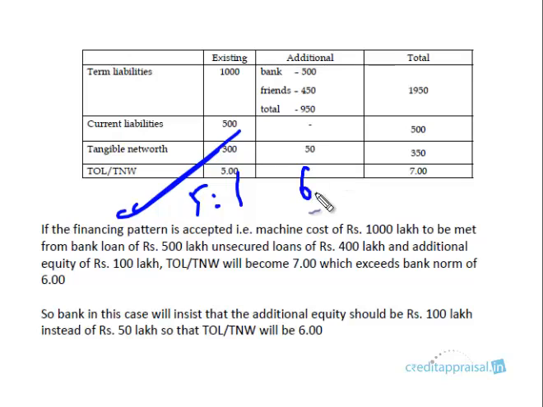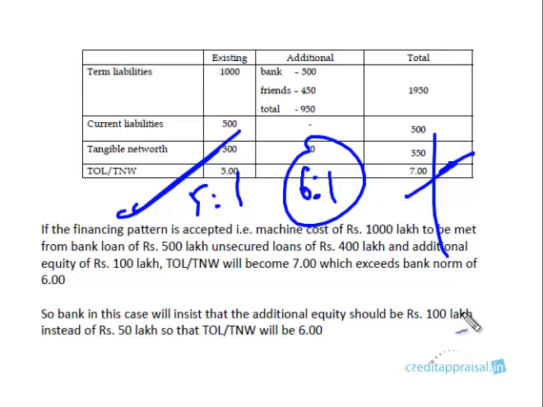But now, because the bank norm is 6:1 and the proposed financing pattern is like this, it is 7:1, and this is more than the bank norm of 6:1. So now what can the bank say? Okay, this is not acceptable to us. Right? You try to improve your margin. Instead of 50 lakhs, you try to bring 1 crore or 2 crores, and then maybe the ratio will improve, and then we'll take up the finance. Okay, that is what the bank can do.